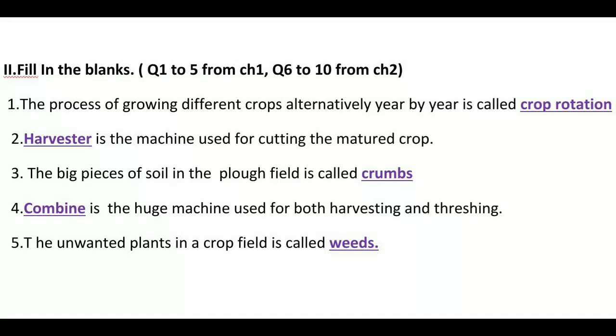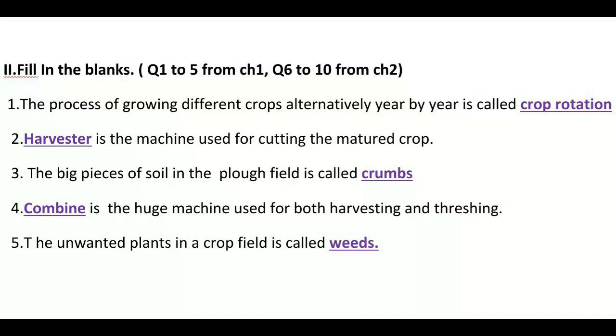See, when the crops mature, they should be cut, right? So the cutting of crops after they are mature is called harvesting, and this is done manually by using a sickle, and we can do it with a huge machine also, called a harvester. Harvester is a machine used for cutting the matured crops. Harvesting is done with the help of the harvester machine. So for big land, for large land, a harvester can be used. For very small fields, the farmers use the sickle and do it manually.